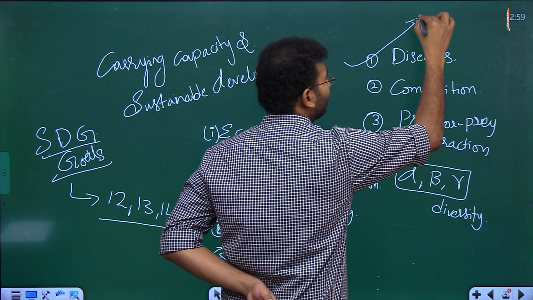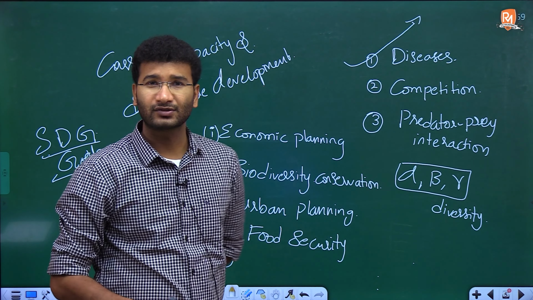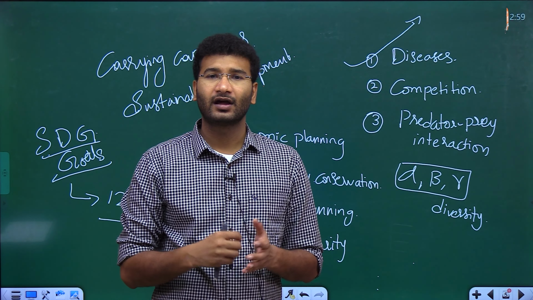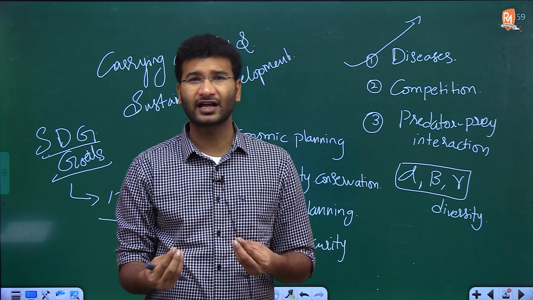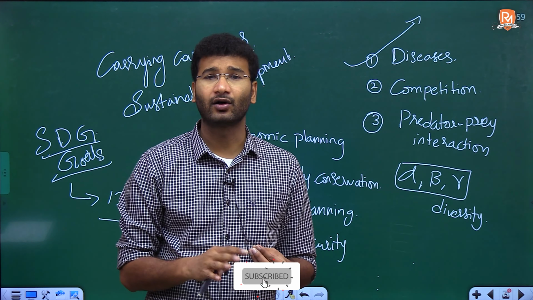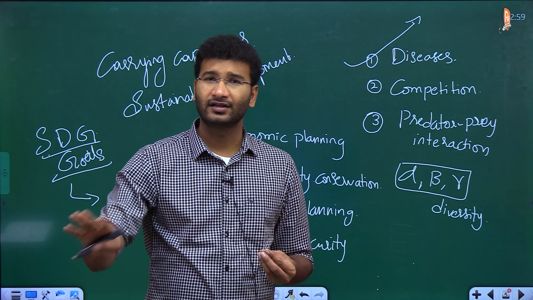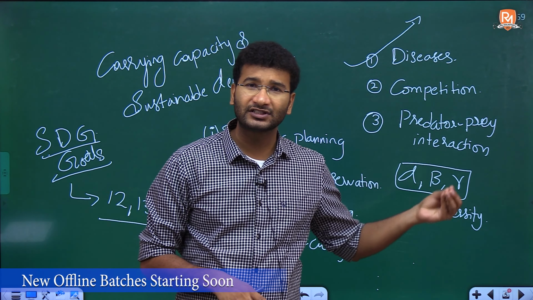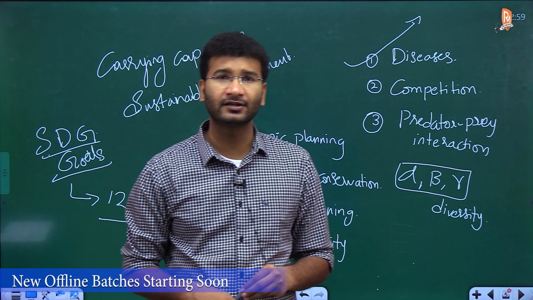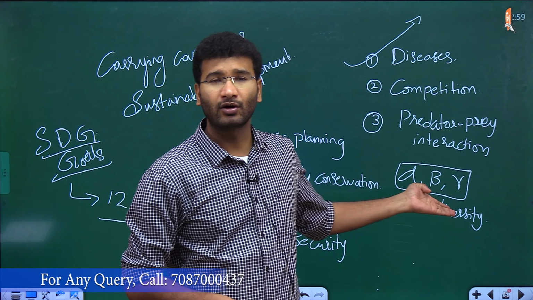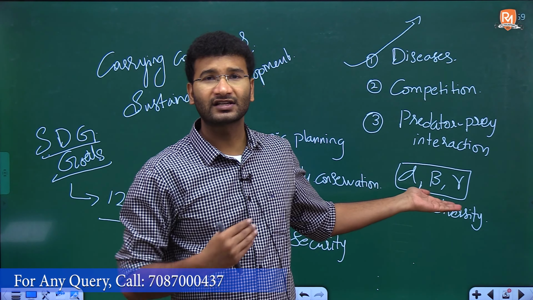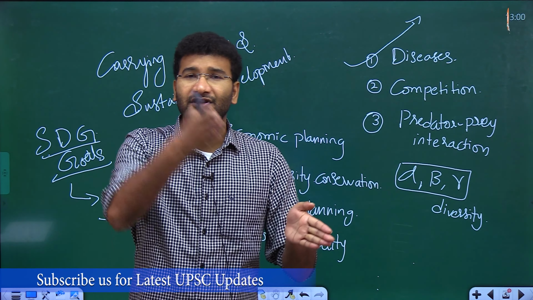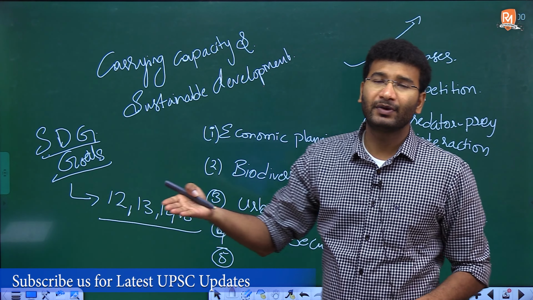If the carrying capacity of a region is full, you will also get more diseases, and the competition among these species will be more. Along with that, predator-prey interaction will be very frequent, and ultimately the prey is going to die, and the alpha, beta, gamma diversity of a region is going to be impacted, or the diversity components will be no longer sustainable.